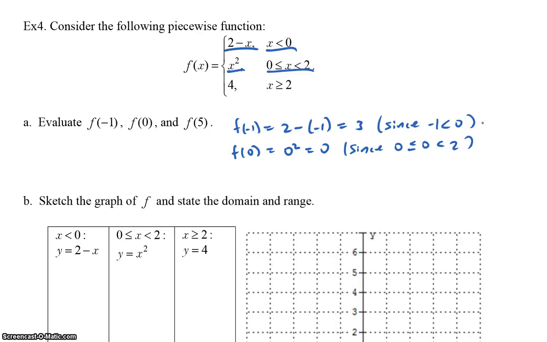Finally, f of 5. Well, our x value of 5 is greater than or equal to 2. So here we're going to use the third piece of the function. So f of 5, well, it would just equal 4, because for any x greater than or equal to 2, the function value is always 4. It's constant when x is greater than or equal to 2. So this would be, since 5 is greater than or equal to 2, we use the bottom piece.